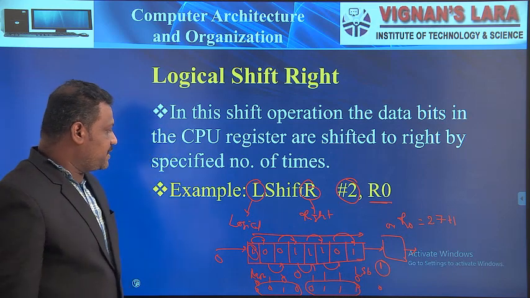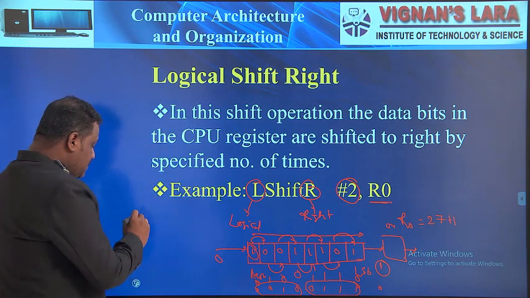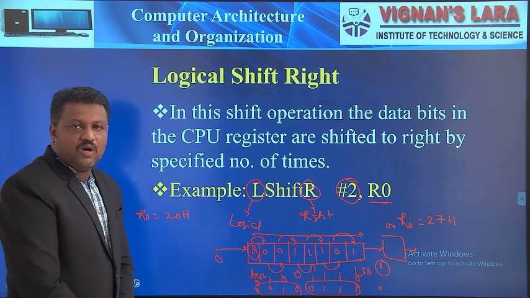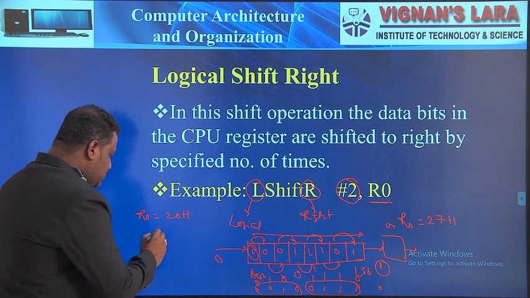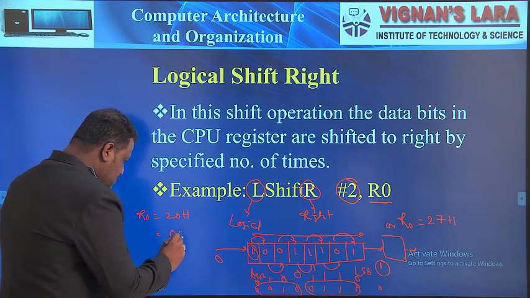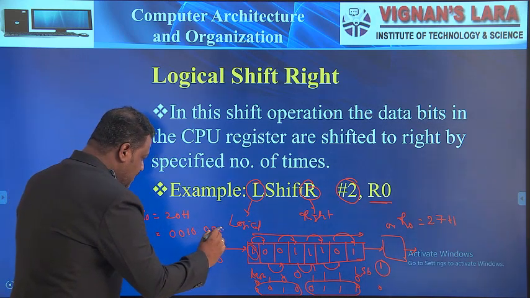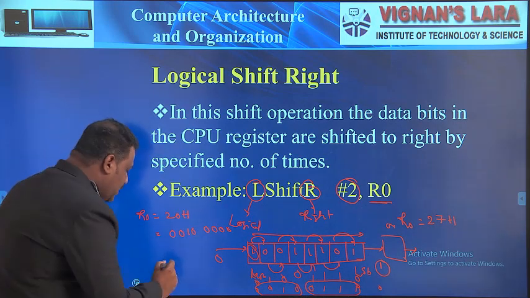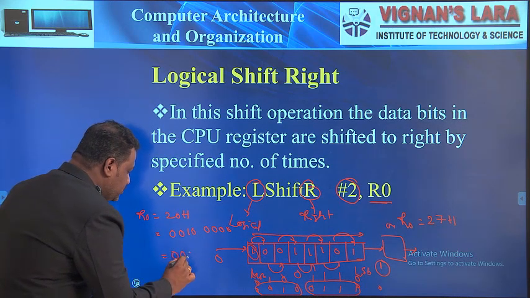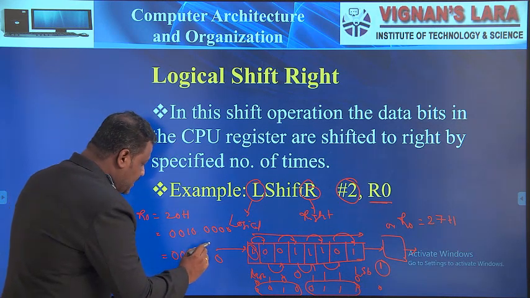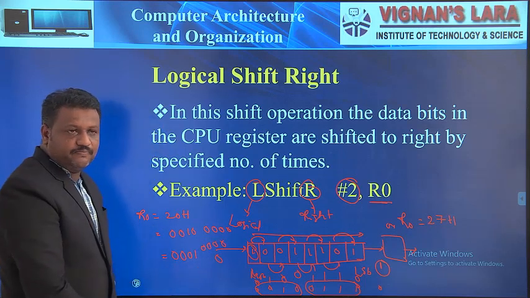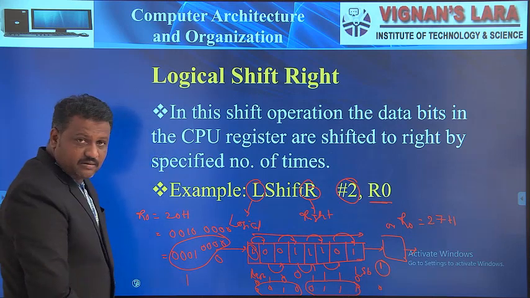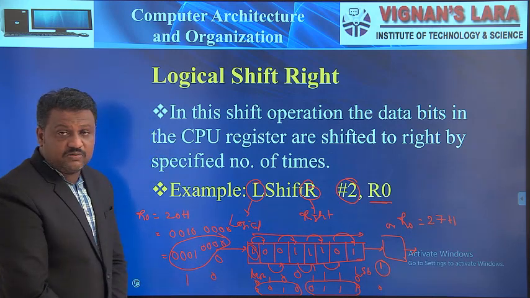So here I took an example. See carefully. For example, R0 value is 20H. If you take the binary equivalent of this, it is 0010 and then 4 zeros. If I shift right one time, this changes to 0001 and the upper nibble is 0000. What is its equivalent hexadecimal value? This is equal to 1 and this is equal to 0.